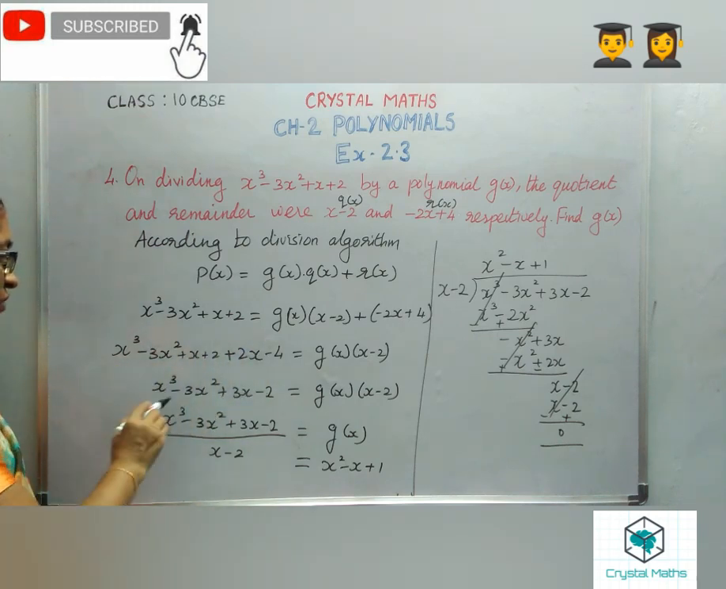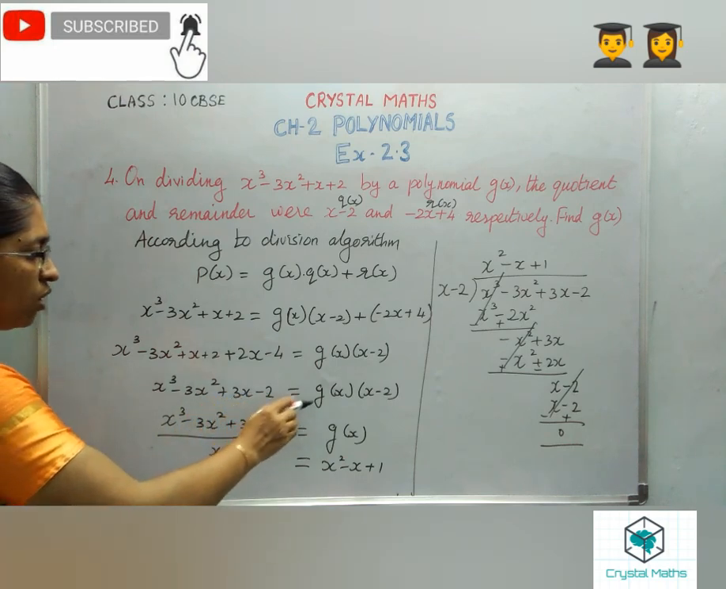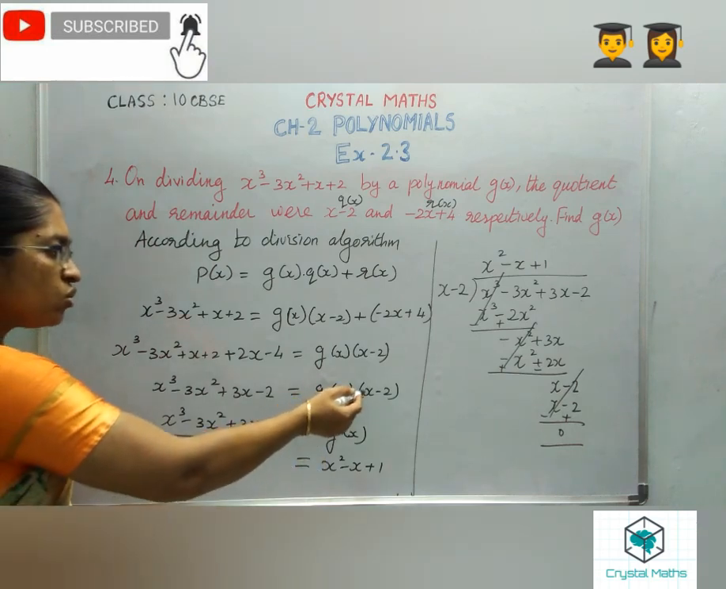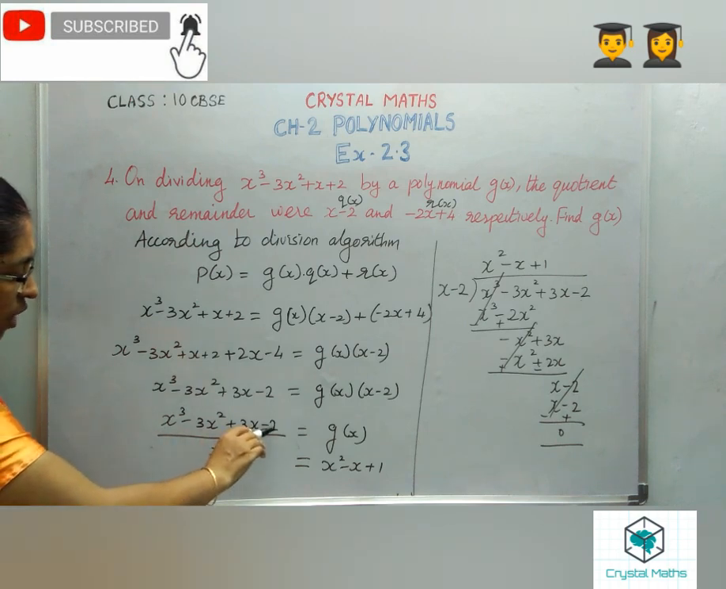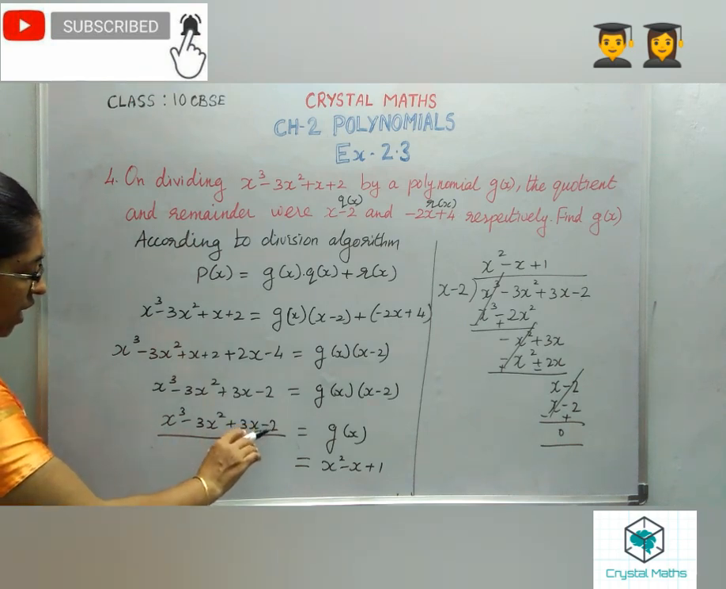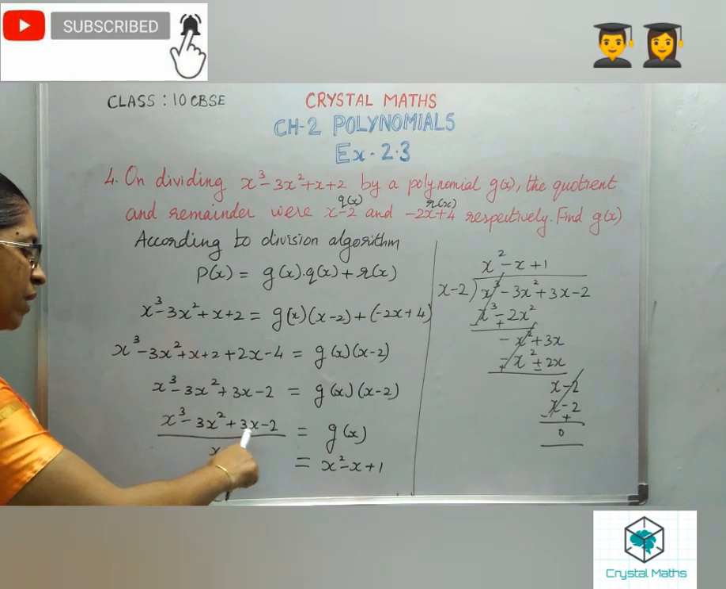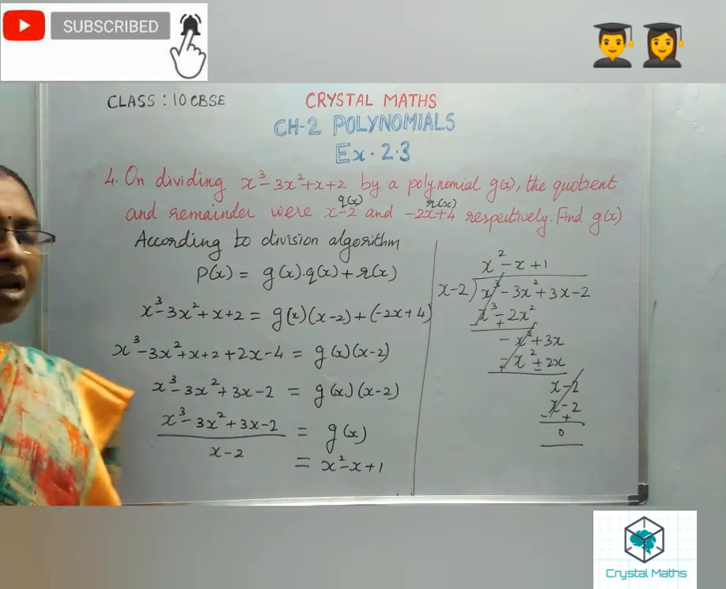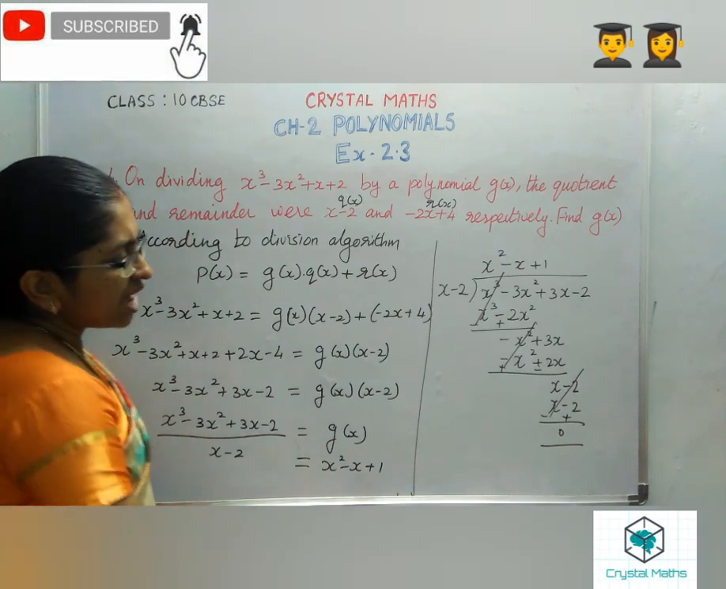After simplification, we are getting x cube minus 3x square plus 3x minus 2 equal to g of x into x minus 2. We need g of x. So, bring the x minus 2 this side. So, we are getting one polynomial in numerator and another one polynomial in denominator. That means we need to divide x cube minus 3x square plus 3x minus 2 by x minus 2. We can use the normal long division method for finding the quotient. The quotient will be the answer for that.